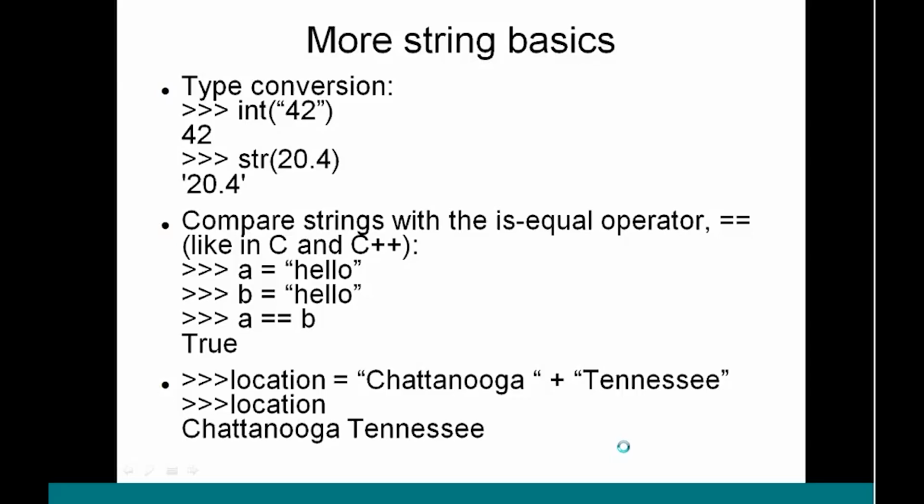Now you can convert any numbers into strings and vice versa. For example, we can say int of string 42, that's the actual value 42, and then str of 20.4 now appears within the quotes.